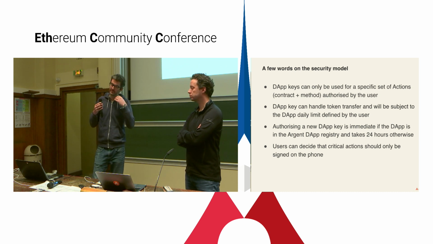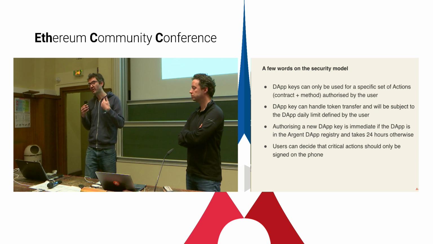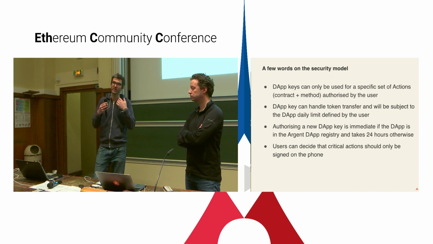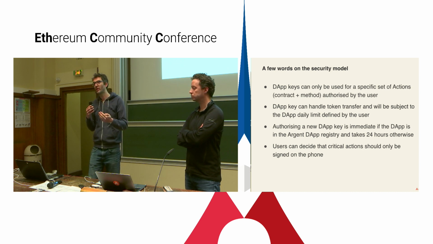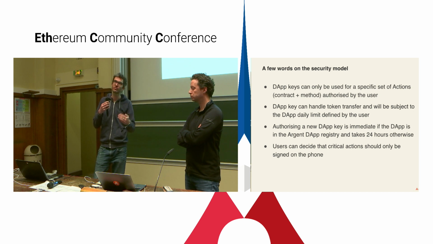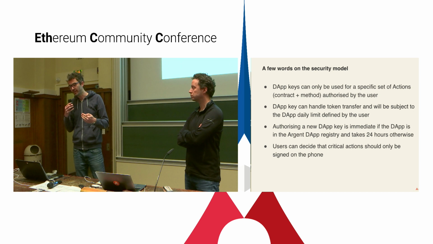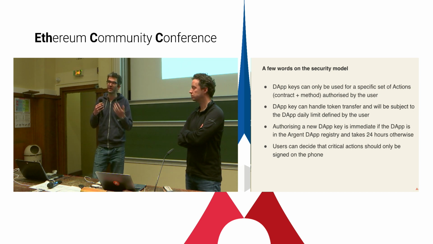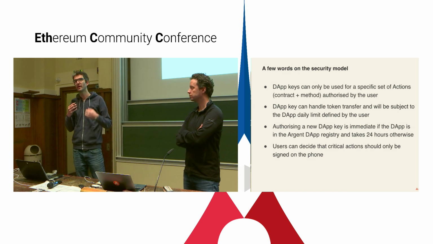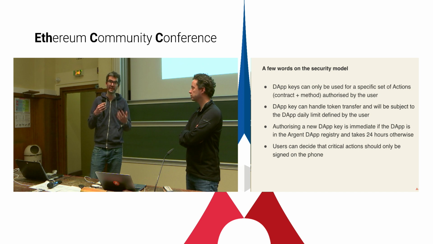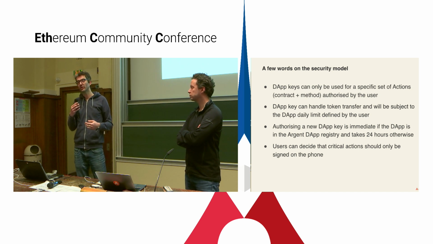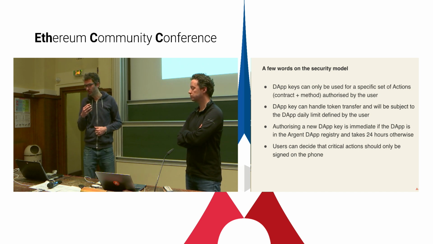So for us, if it's a dApp that we know, that we have curated, we have audited the smart contract, we will put this contract and method in what we call a dApp registry. And so when you try to authorize that dApp, it will be immediate. For the dApps that we don't know, this will take 24 hours. So again, if someone took your phone and tried to authorize a malicious dApp, you still have 24 hours to actually detect that, block the action, and make sure that nothing wrong happens.